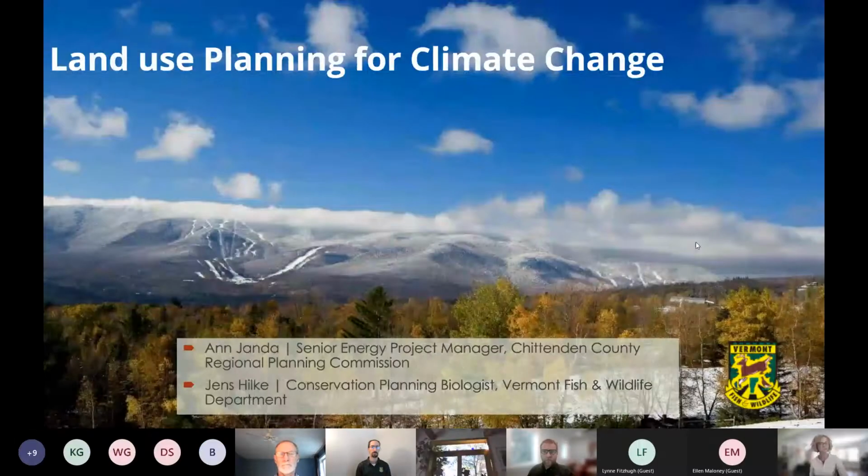Today we are going to be talking about land use planning for climate change. And my name is Janda. I am an energy project manager at Chittenden County Regional Planning Commission. Just a caveat, I am not a professional planner. I have a background in municipal government, but I work on energy projects related to climate change.